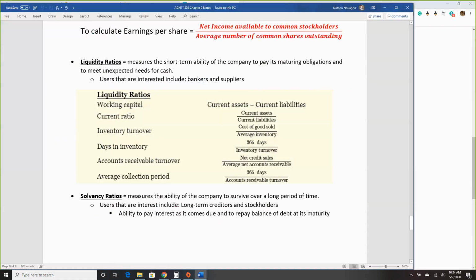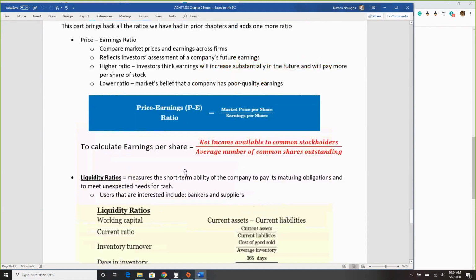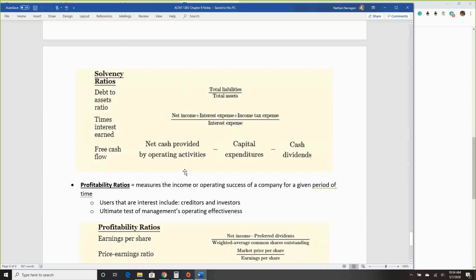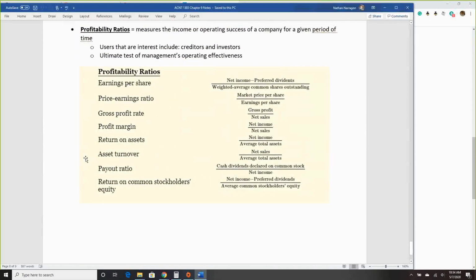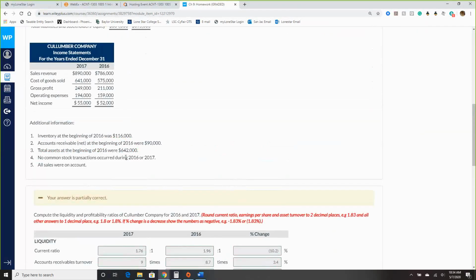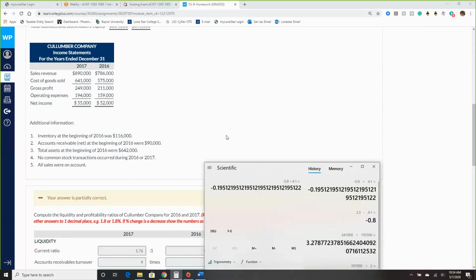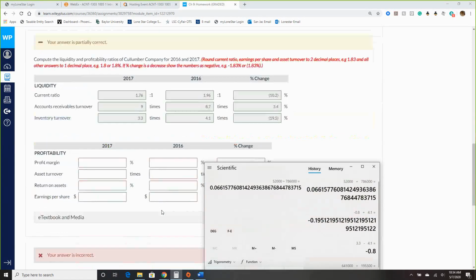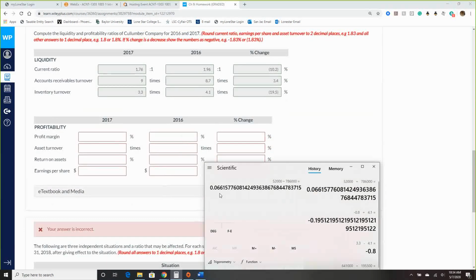Profit margin. Oh, on the wrong way. There's our profits. Profit margin, net income divided by net sales. There's our net income, net sales. So we have 52,000 divided by 786. That ends up being 6.6%.